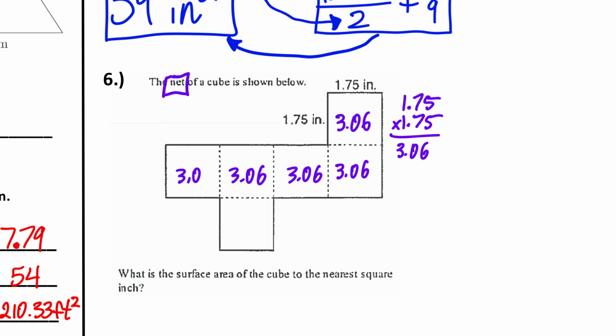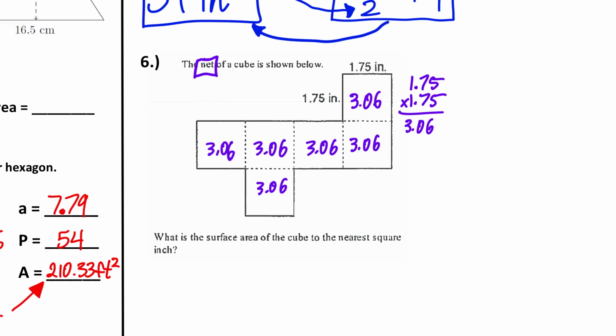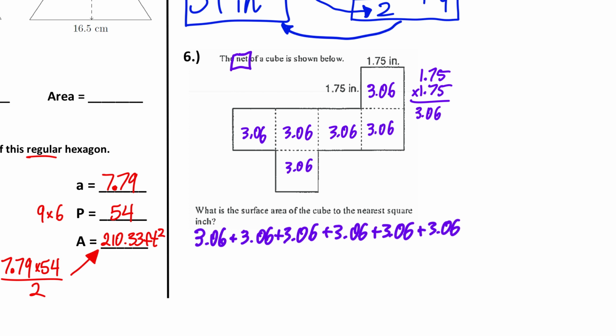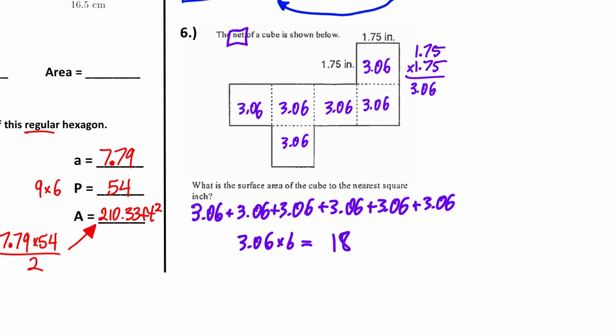So all of these, since this is a cube, are all going to be the same. So now to find the total surface area, I'm just going to add up 3.06 six times. Just adding all of those up. Or the quick way to do that is what? Yeah, let's do 3.06 times 6. What does that give you? 18.36 square inches.